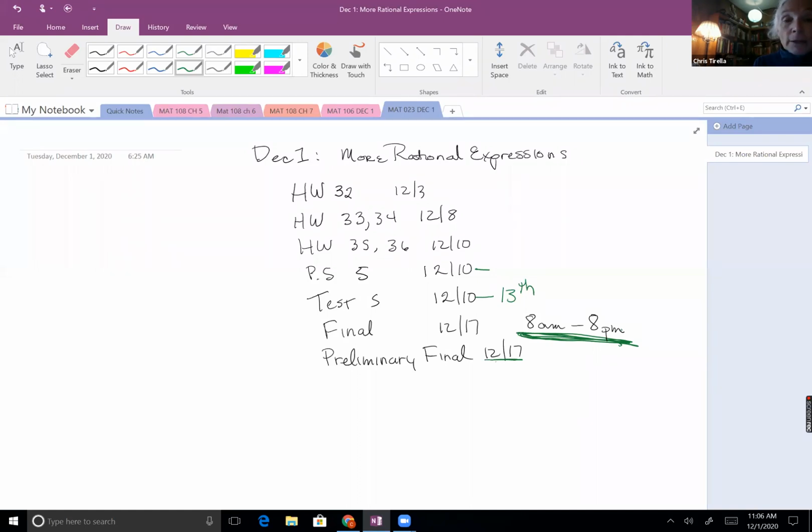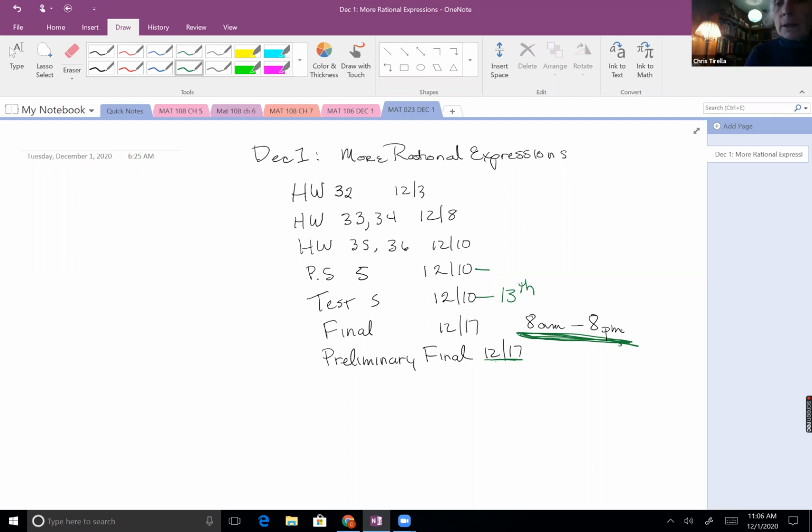If not, have you folks started looking at that homework 32 on simplifying rational expressions? Does anybody want to look at any of those homework problems? No questions?